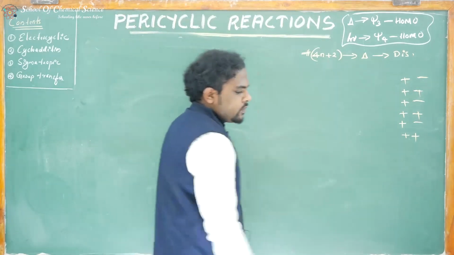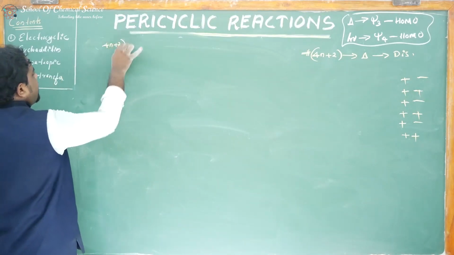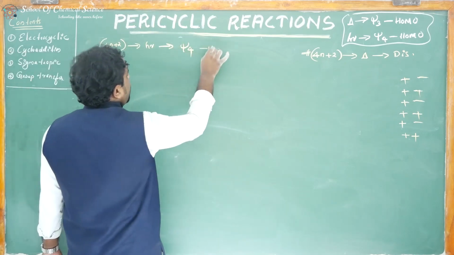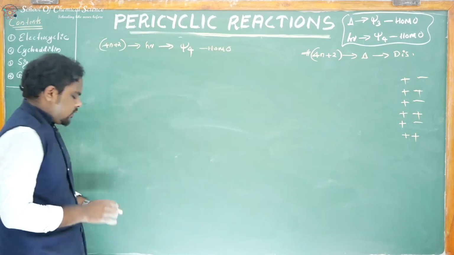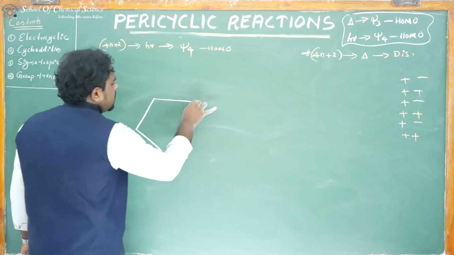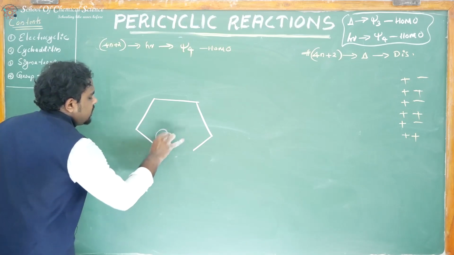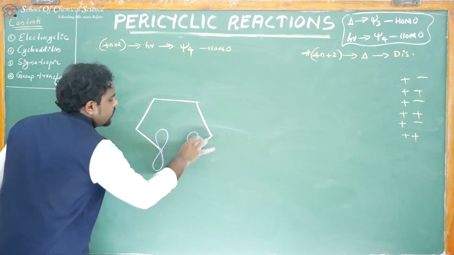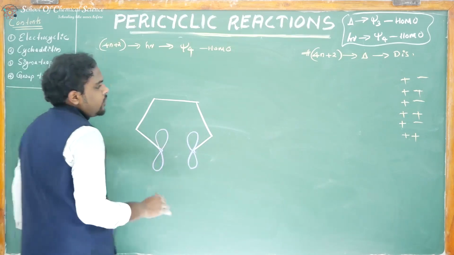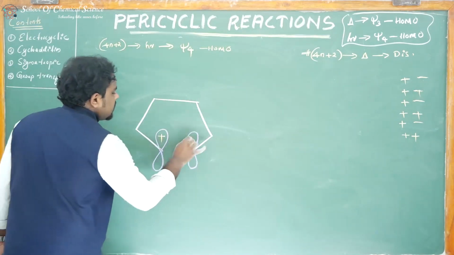4n+2 photochemical. Psi4 is the HOMO. So represent the Psi4 orbital. This is the first carbon and this is the fourth carbon. What about the sign? Psi4 is plus minus.